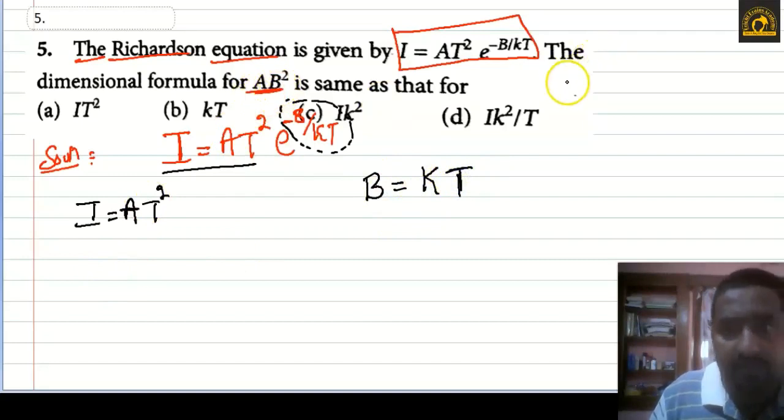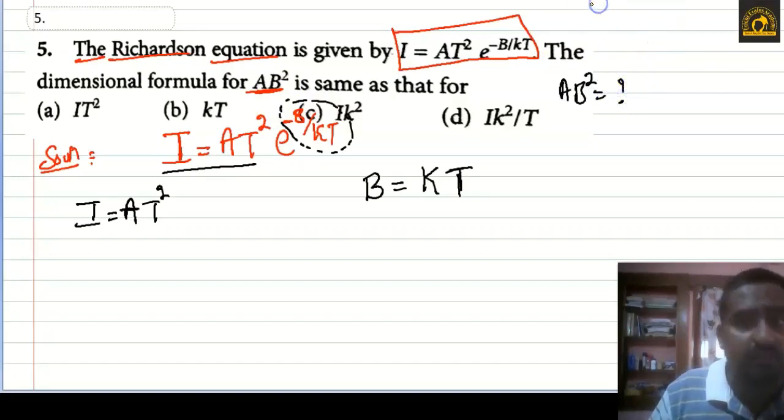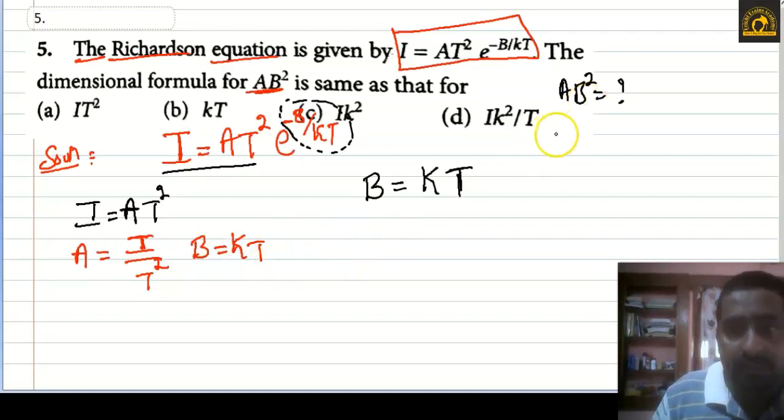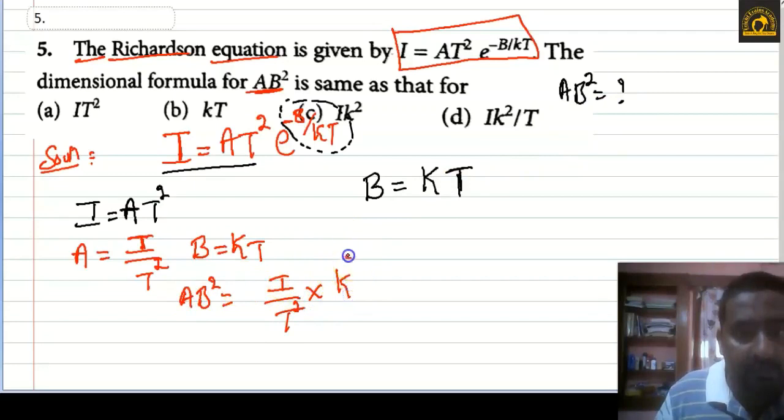Then the question asks AB square. AB square is equal to how much? So after simplifying, A is equal to I divided by T square, then B is equal to KT. So then AB square, put the value of A: I divided by T square into B square, that is K square T square. Now T square gets cancelled. The final answer is I into K square.